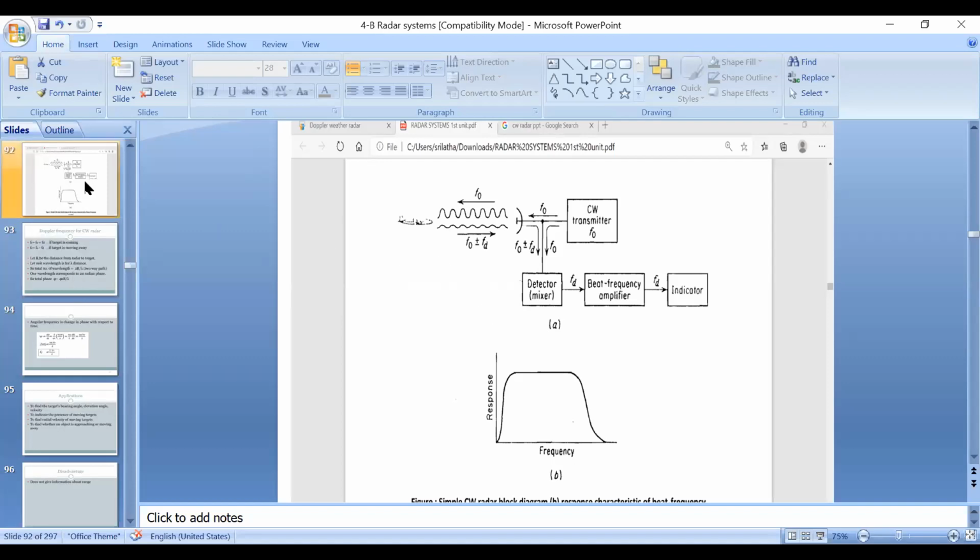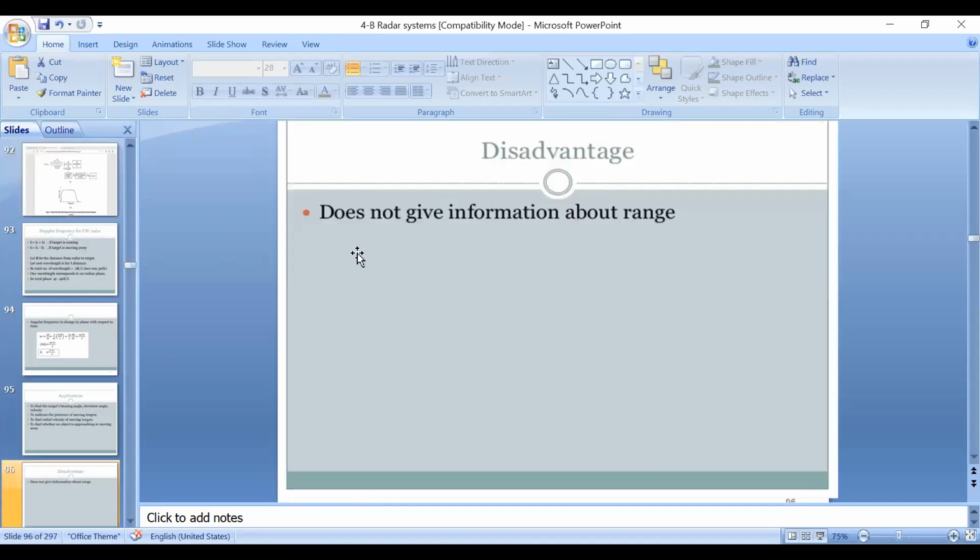So this continuous wave Doppler radar has mainly three drawbacks. First, it doesn't give any information related to range. That was the main drawback. In addition, we have two more drawbacks. The isolation between the transmitter and receiver is not completely provided, due to which there may be a chance of burning the receiver section, right? And another is flicker noise.